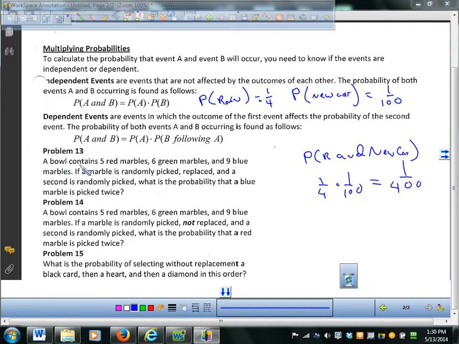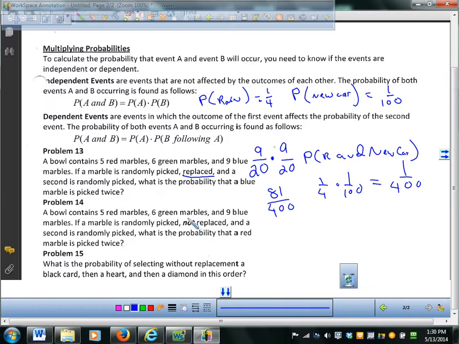For instance, a bowl contains 5 red marbles, 6 green marbles, 9 blue marbles. If a marble is randomly picked, replaced, and a second is randomly picked, what is the probability that a blue marble is picked twice? What's the probability that a blue marble will be picked the first time? 9 out of 20. What's the probability, if I replace it, that a blue marble is going to be picked the second time? 9 out of 20 again. So altogether that's 81 out of 400 chance that you will pick a blue marble twice.